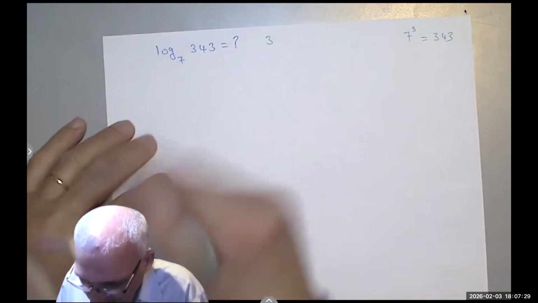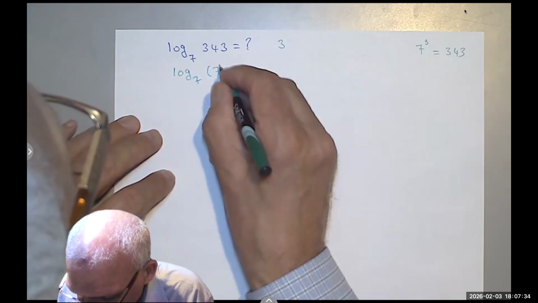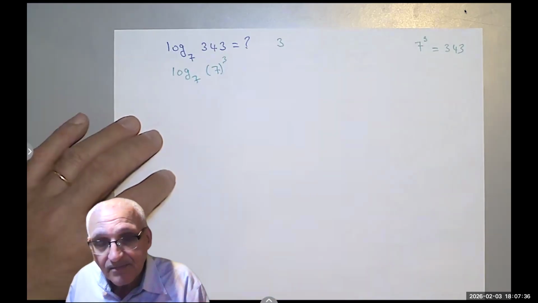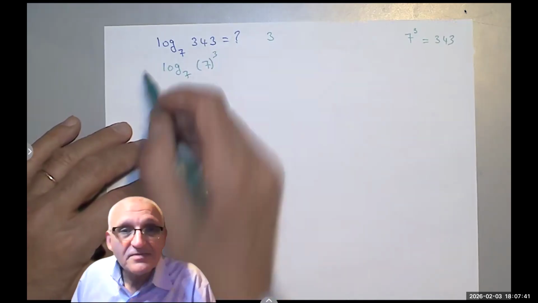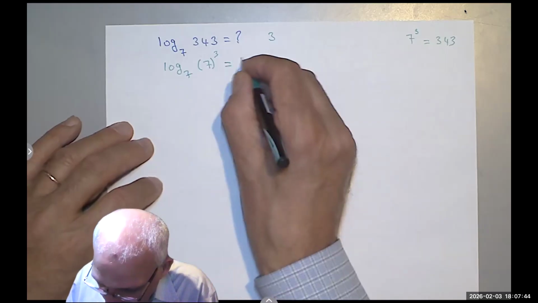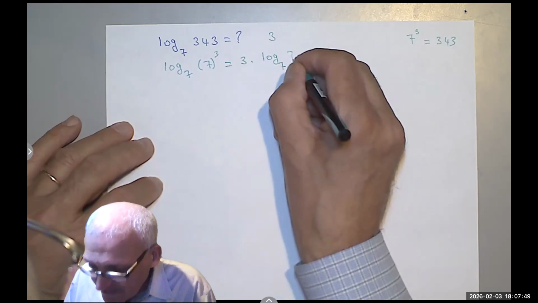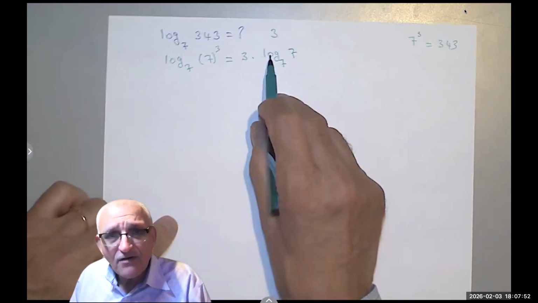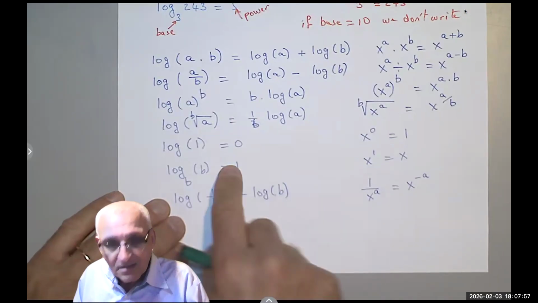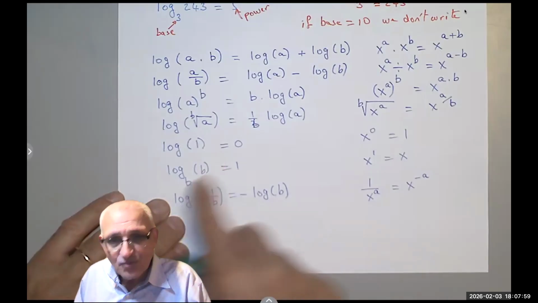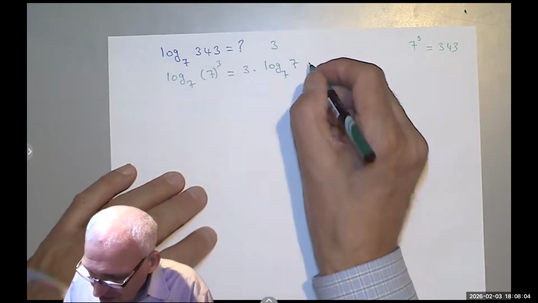Meaning, notice that this is log to the base 7 of 7 cubed. This is a power. The power becomes multiplication. So that should be 3 times log of base 7 of 7. But log of b to the base b is 1. So log of 7 to the base 7 is 1 because 7 to the first power equals 7. So this thing is 1, so the answer would be 3.